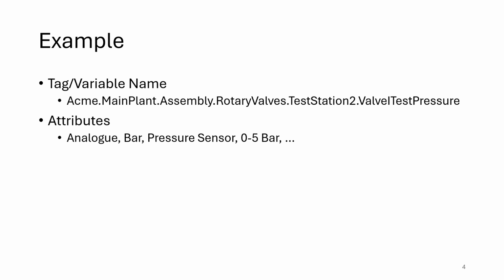Here's an example of a tag or variable name. We have Acme as the enterprise, main plant as the plant name, assembly as the plant area, rotary valves as the type of device, test station 2 as the actual location, and valve 1 test pressure as the actual variable or device to be measured. Attributes could include that it's an analog device, we're measuring pressure in bar, it's a pressure sensor, and we have the range here 0 to 5 bar. And there may be additional attributes to help add more context around that data.